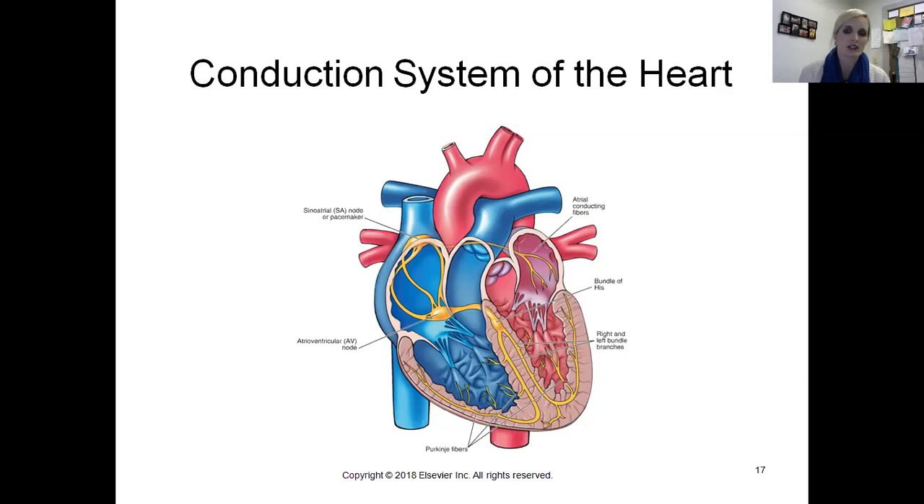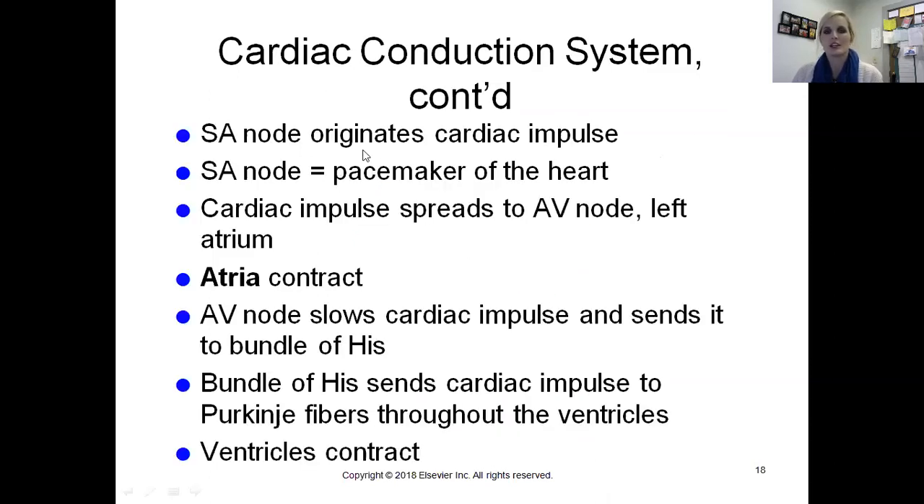So where it starts and how it travels, that impulse will travel and send that message to tell our heart to contract the walls of the atria and then contract the walls of the ventricles. So I would definitely be familiar with what the conduction system is, and definitely know that our pacemaker is our SA node, and that's where that pace will start. All right, so that shows you exactly what I was telling you, that the SA node is going to originate that cardiac impulse.